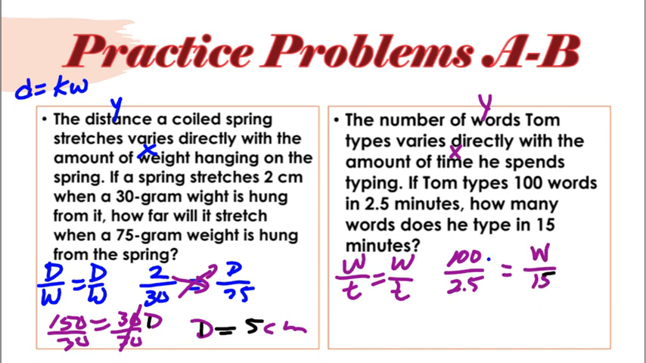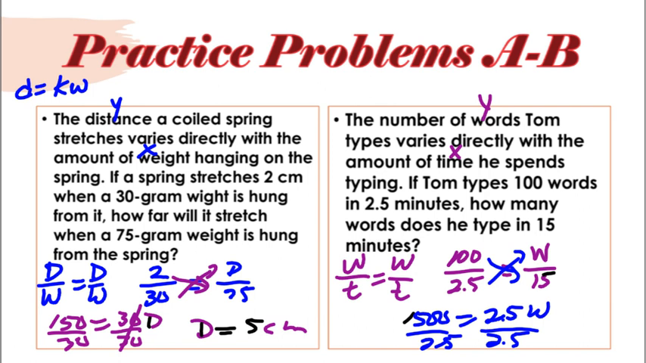Here cross multiply, so that's 1500 equals 2.5w. Get w by itself, divide by 2.5. So 1500 divided by 2.5. The number of words would be 600. And our last two problems.